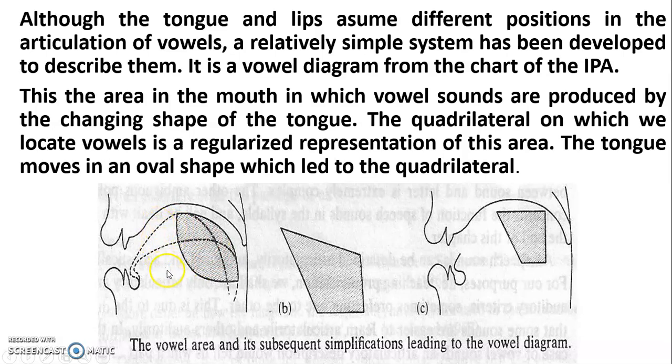So, to represent this space, phoneticians have come up with this quadrilateral, which is an imaginary space within the mouth, and we're going to use this quadrilateral in order to identify the place where the different vowels are articulated.